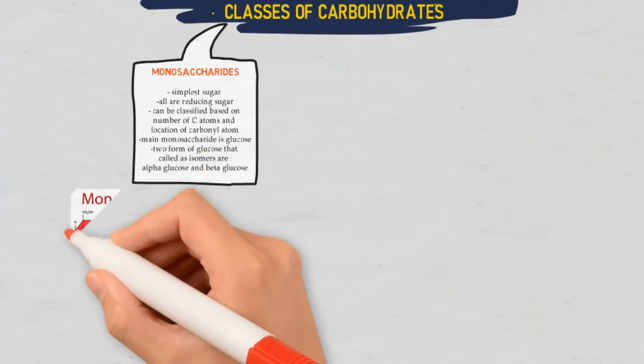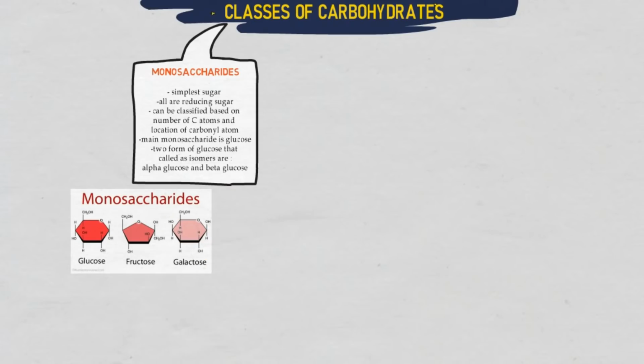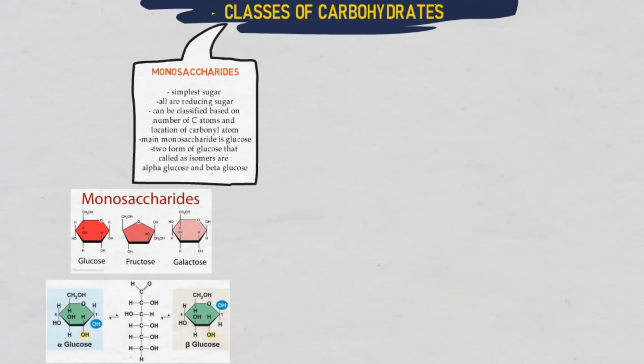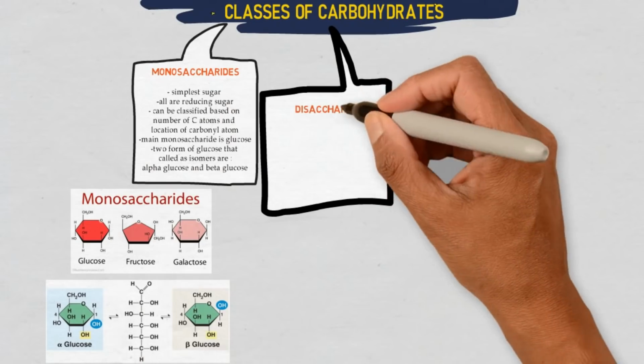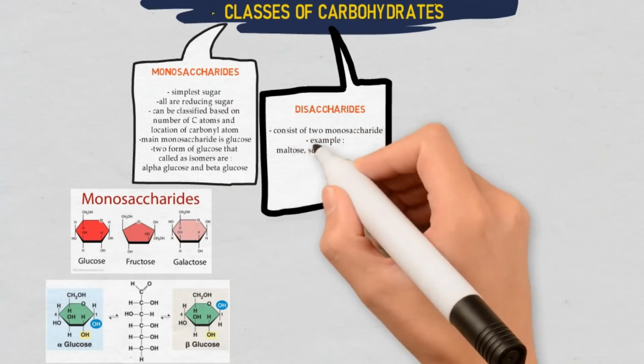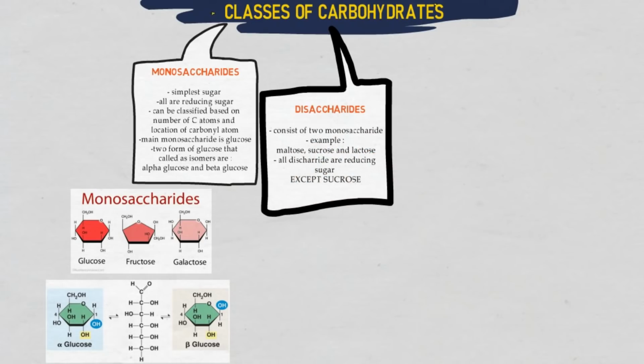The diagram shows examples of monosaccharides, which are glucose, fructose, and galactose. The second diagram shows the difference between alpha glucose and beta glucose structure, where the position of the hydroxyl group is different at carbon number 1. The second class of carbohydrates is disaccharides. It consists of 2 monosaccharides, for example, maltose, sucrose, and lactose. All disaccharides are reducing sugars except for sucrose.